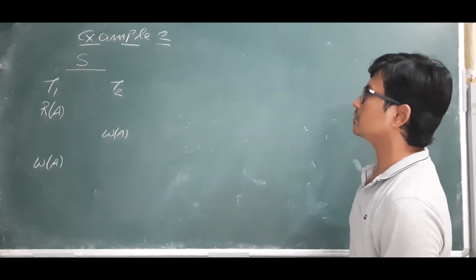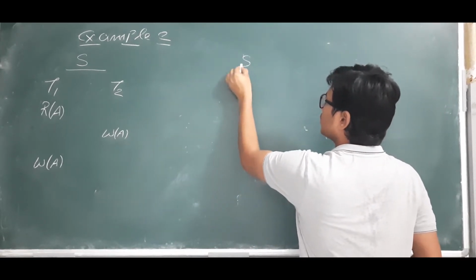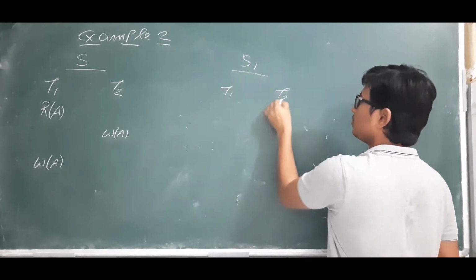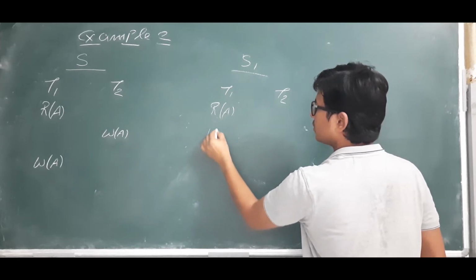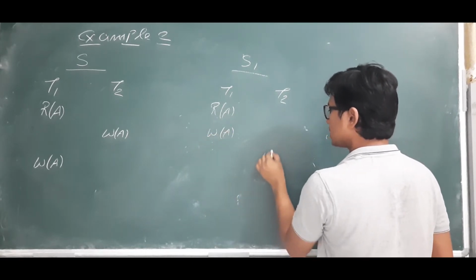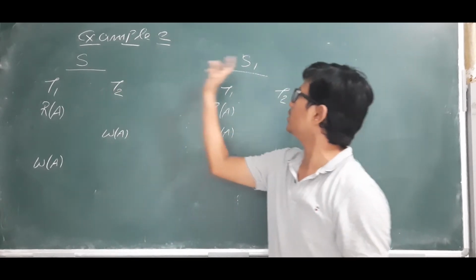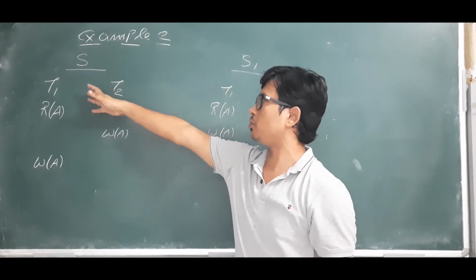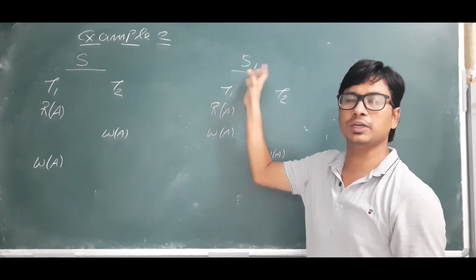So now let's see. First we will see S1. We will check what S1 is. I will perform all the operations of T1 first, then T2. This is one serial schedule. So first, if I want to check whether they are conflict equivalent or not, I need to find the conflict operations possible in the given schedule and the conflict operations possible in S1.